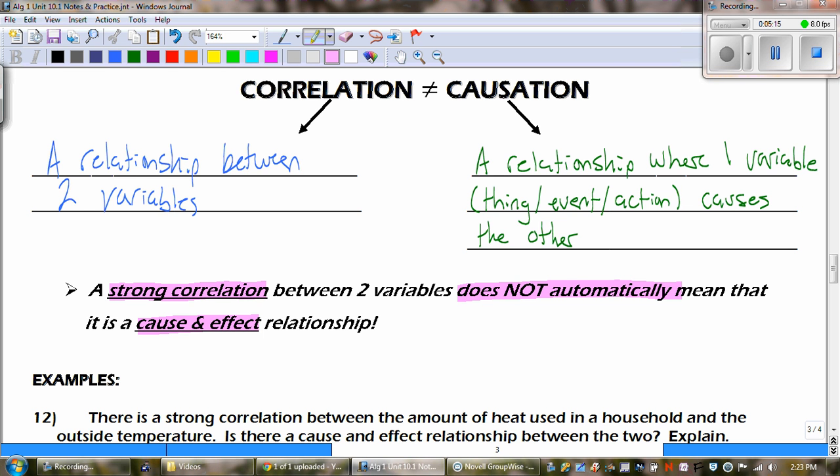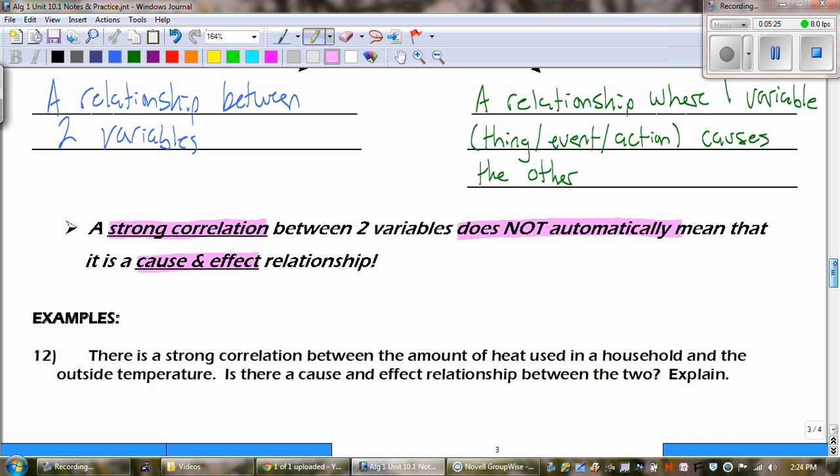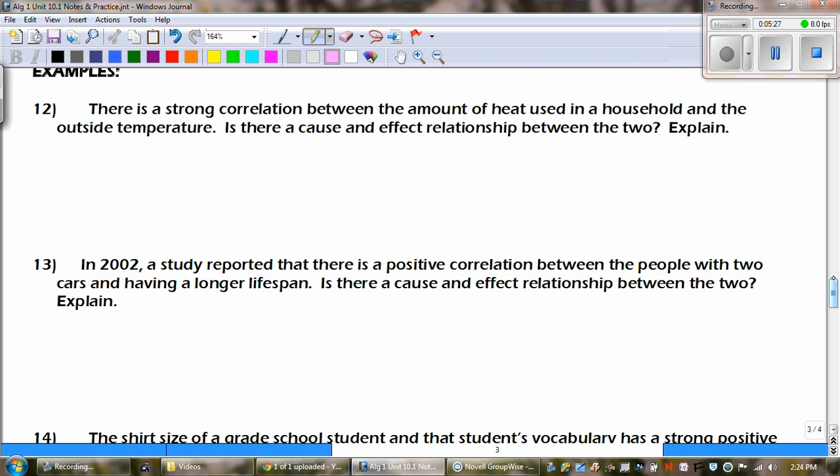Okay? Now let's look at a couple of examples from that. Remember, if you need those definitions or to go back, pause or just rewind the video. Number 12. There's a strong correlation between the amount of heat used in the household and the outside temperature. Okay? So here are two things we're talking about. We're talking about heat and we're talking about the outside temperature. Is there a cause and effect relationship between the two?